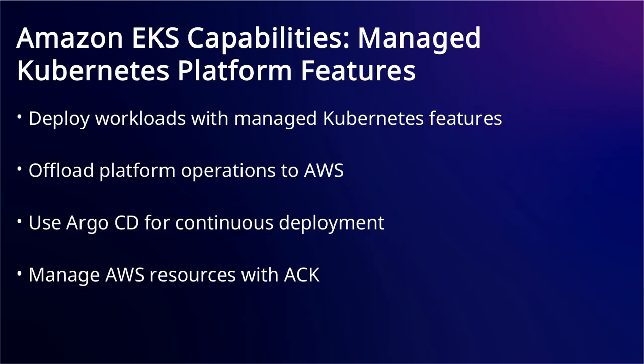Managing Kubernetes clusters and platform features can be complex and time-consuming. EKS Capabilities addresses this by providing fully managed, extensible Kubernetes native platform features. You can deploy workloads using managed Kubernetes features, reducing the need to maintain custom platform infrastructure. By offloading platform operations to AWS, you benefit from improved performance and security.